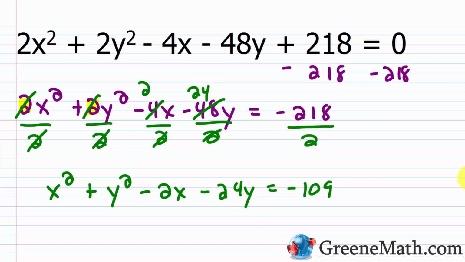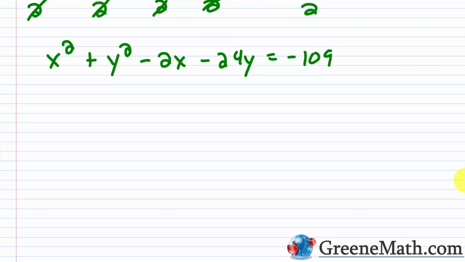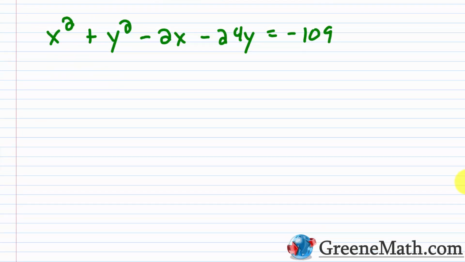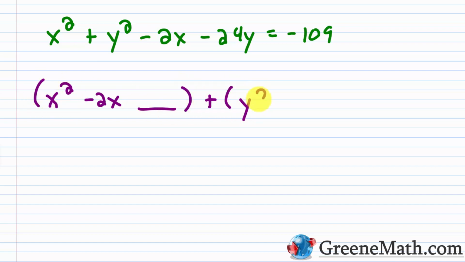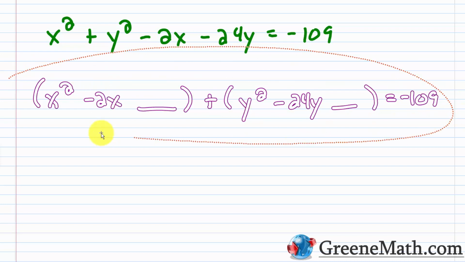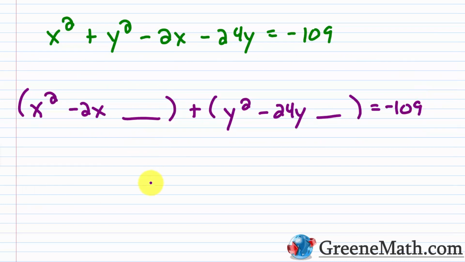Okay, let me scroll down to get some room going. So what do we want to do now? Now we want to complete the square. So let me group all these x terms together. So I'm going to put this as x squared minus 2x. I'll put a little blank here. And then plus, I'm going to group my y terms together. So y squared minus 24y. Put my blank. And this equals negative 109. Let me slide that down just a little bit so we have enough room.